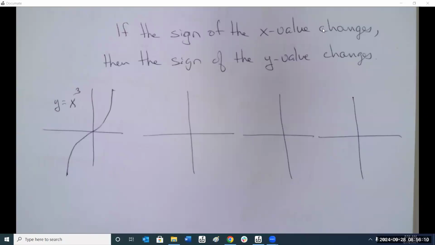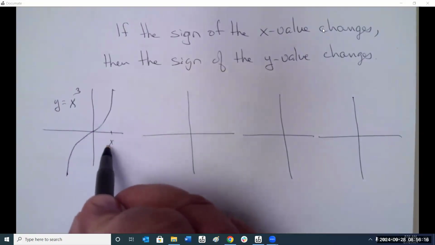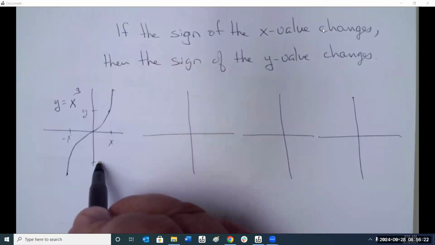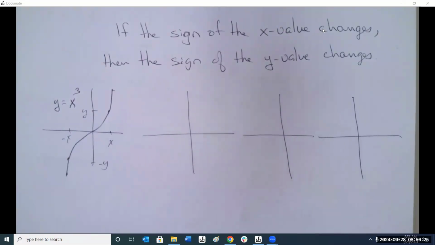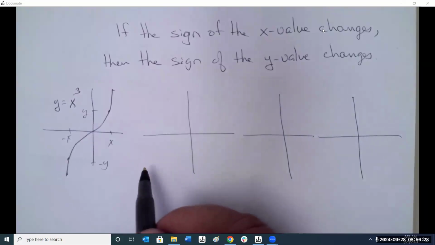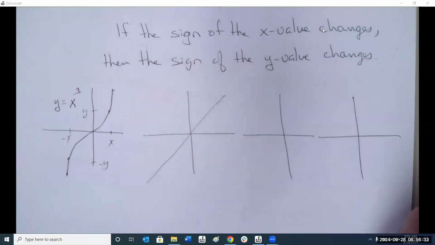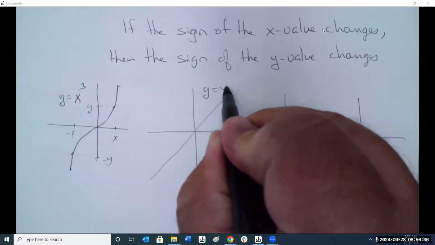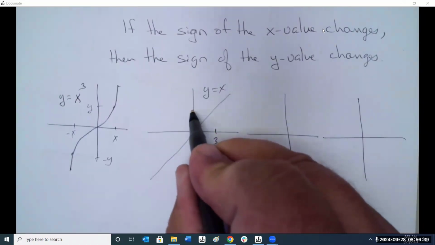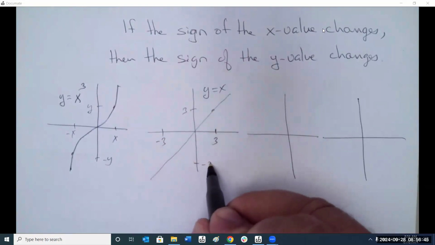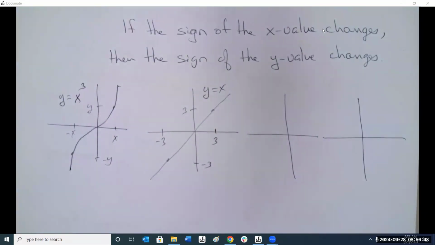Do we have another function? Because the reason this one's odd is because whatever X I put in there, I get a value of Y. If I put a negative X, then I get the same value, -Y. What's that? Very good. The linear equation. What does that equation look like? Y equals X. Because if X is 3, Y is 3. If X is -3, Y is -3. So it's symmetric about the origin. It's an odd function. What else?